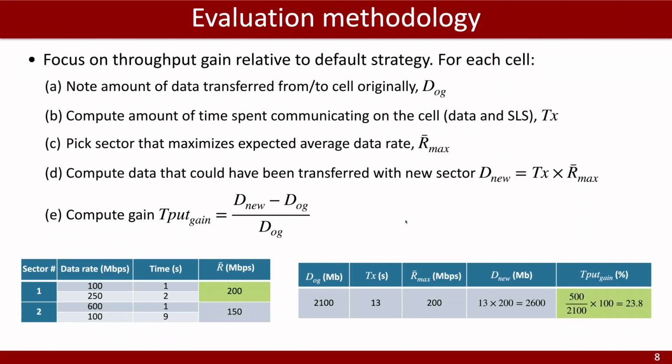Finally, we can compute the throughput gain as the amount of additional data that we can transfer using our new sector selection divided by the original amount of data. In this example, we have an additional 500 megabit of data divided by the original 2100, giving us a gain of 23.8%.